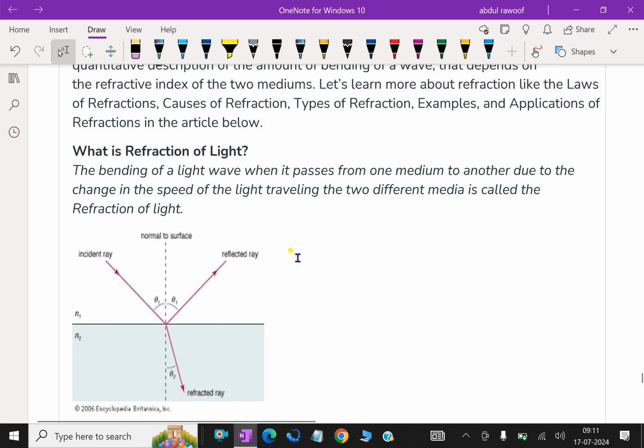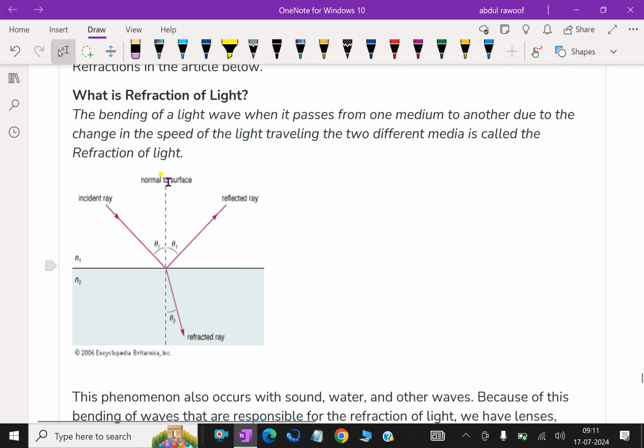Now, what is refraction of light, with further explanation using a figure? Look at here. These are the two mediums. Here is the normal air medium, and here is some other denser medium. Light is incident on the separating surface of the medium and it bends, giving the refracted ray. Actually it would pass straight, but it bends because of the change in densities of the two mediums. The bending of light when it passes from one medium to another, due to the change in the speed of light in the two different mediums, is called the refraction of light.